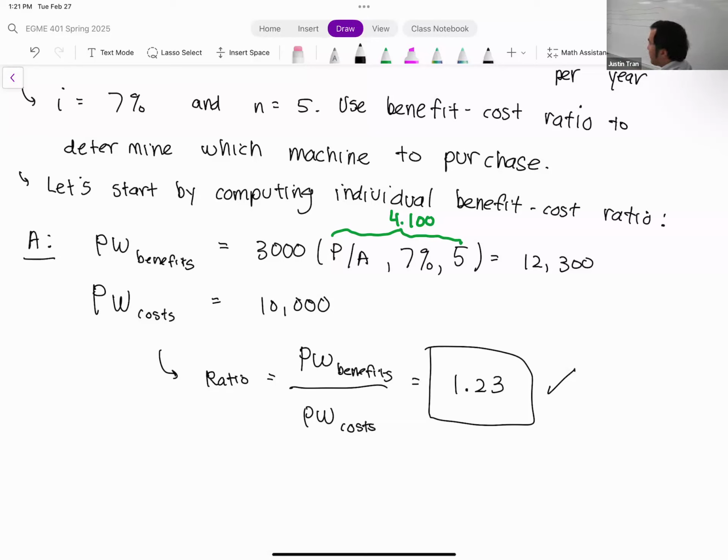So we can see from this result here that if we go with machine A, so let's say machine A was our only option, right? And we were just determining whether or not this is actually going to be a good investment, right? So this is telling us that if we were to go with machine A, we would at least earn money on our investment, right? So this tells us that machine A is good by itself.